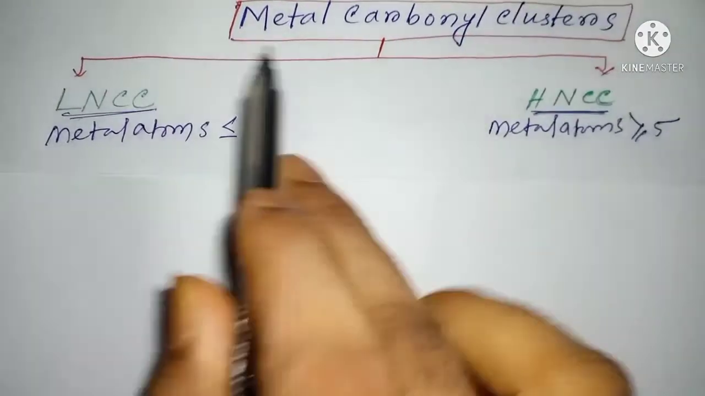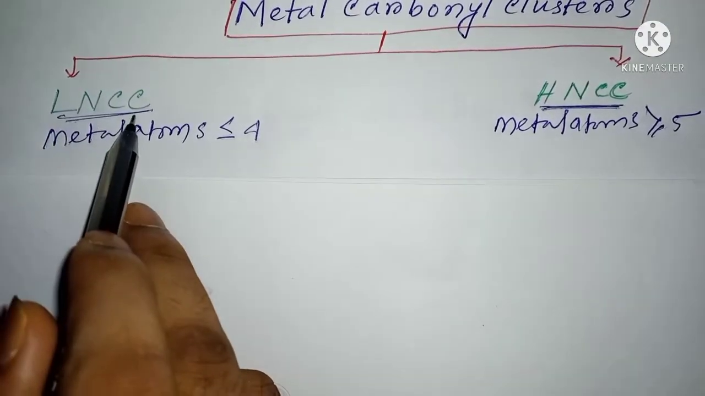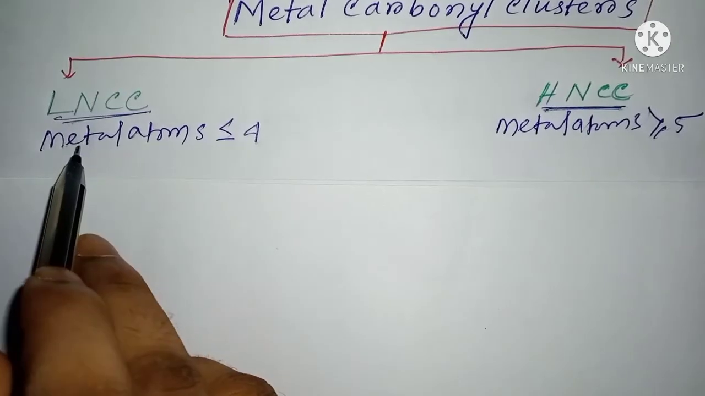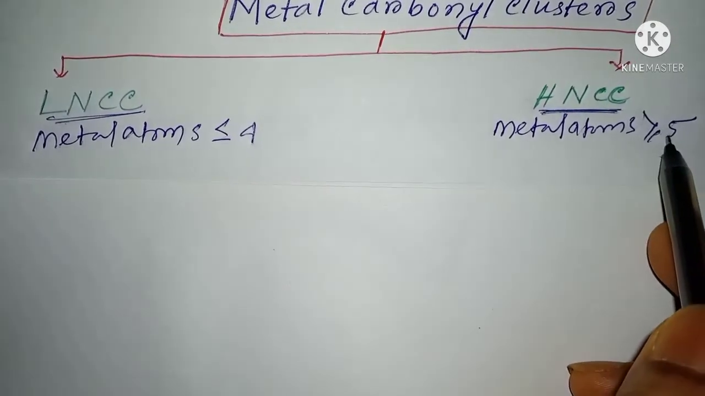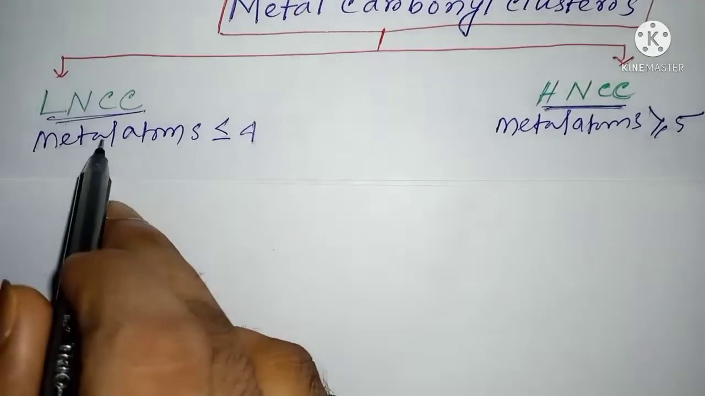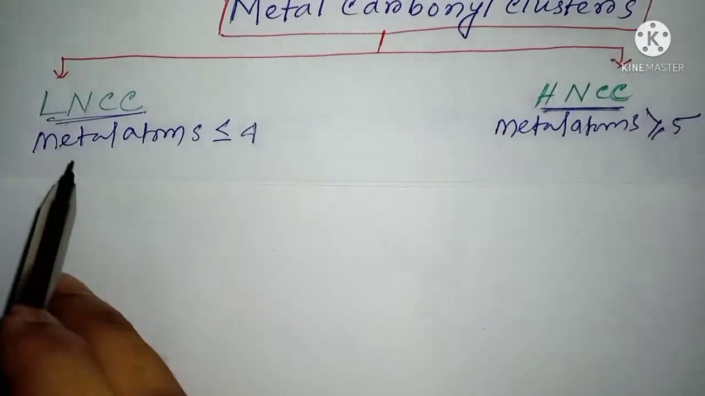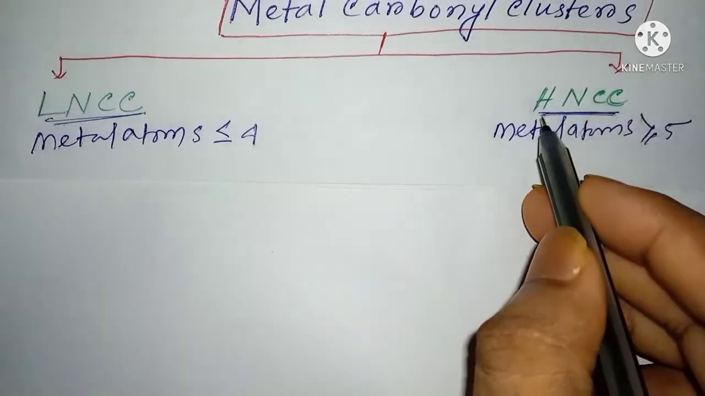Hello everyone, today I am going to discuss metal carbonyl cluster HNCC. Metal carbonyl clusters are of two types: LNCC and HNCC. LNCC means low nuclearity carbonyl clusters, HNCC means high nuclearity carbonyl clusters. In LNCC, the metal atoms are less than or equal to 4, and in HNCC the metal atoms are greater than or equal to 5. So LNCC has 4, 3, 2 metal atoms, HNCC has 5, 6, 7 metal atoms. I have already uploaded a video on LNCC. Now today I am going to discuss HNCC.